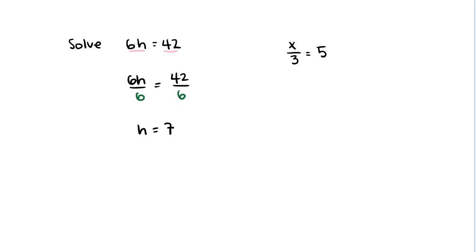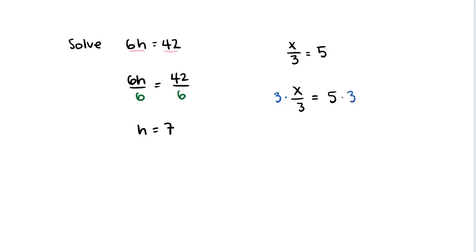And this also works in reverse. Here we have division going on. We have x over 3 is equal to 5. So we know that when we take our variable and divide it by 3, we're getting 5. Well, if I multiply both sides of this equation by 3, so if I take x over 3 and multiply it by 3, that should be the same as multiplying 5 by 3.